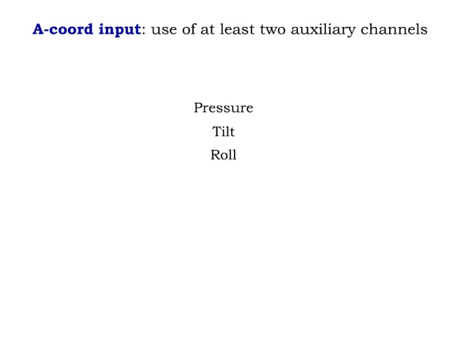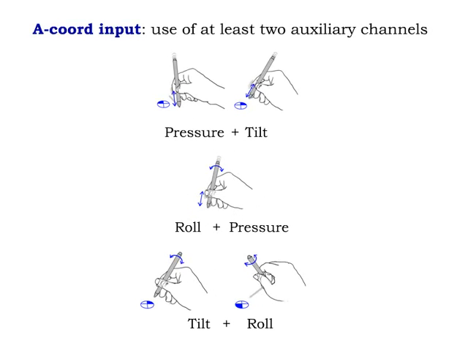We introduce A-Coord input, which allows control of two input channels. Through a few application scenarios, we demonstrate the value of using A-Coord input to extend the bandwidth of the pen's auxiliary channels for discrete item selection.